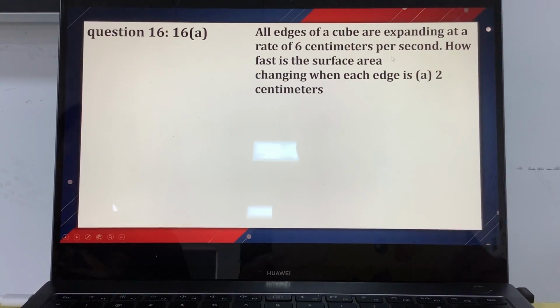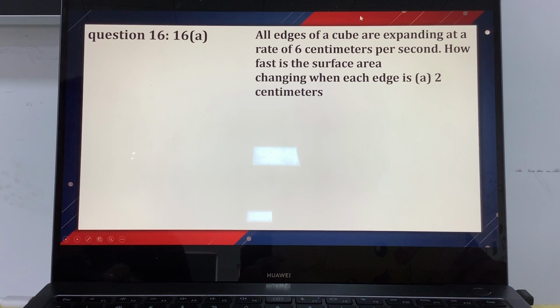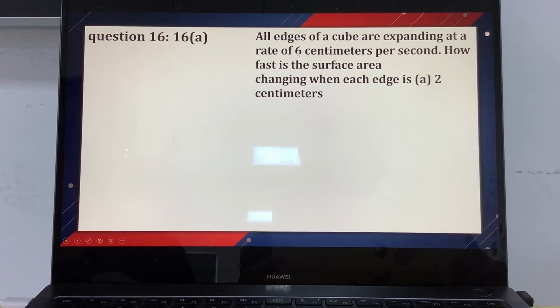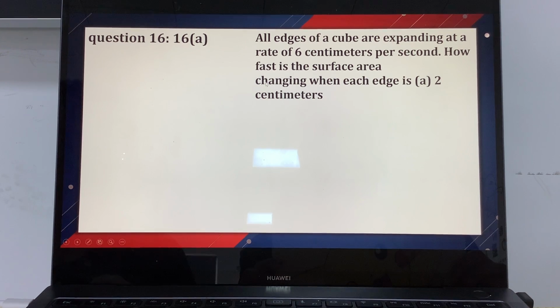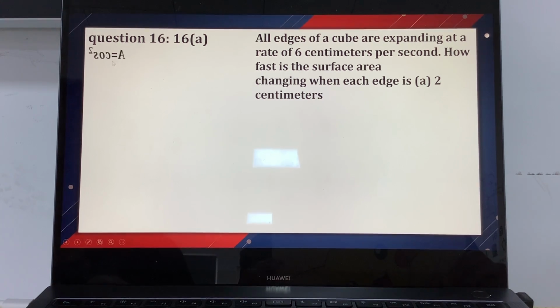A question: all edges of a cube are expanding at a rate of 6 centimeters per second. So we can easily find this, and this is a very important fact. Then, how fast is the surface area changing when each edge is 2 centimeters? And this is the basic equation.